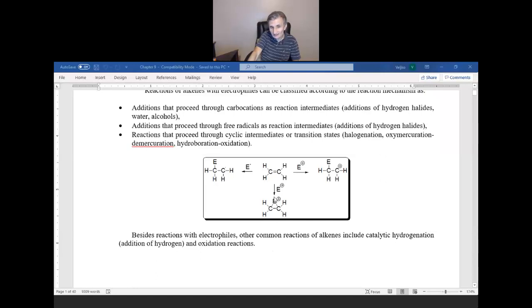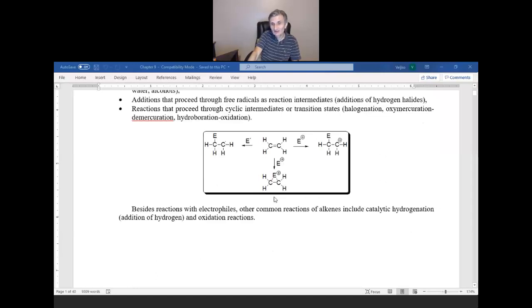And then there are other types of reactions that we cannot classify here, such as catalytic hydrogenation, which means addition of hydrogen in the presence of a catalyst, and oxidation reactions. So I went a little bit ahead. Oxidation reactions, that would be addition of oxygen to double bonds.